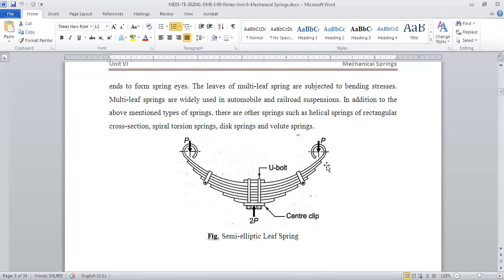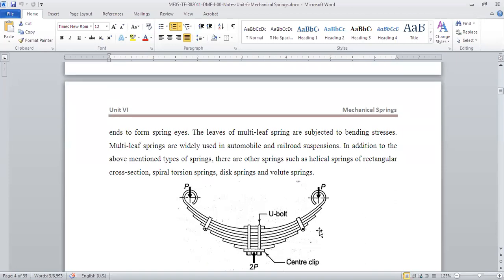And these are the eyes. These two ends are the eyes where you will be attaching your load or the vehicle to that.